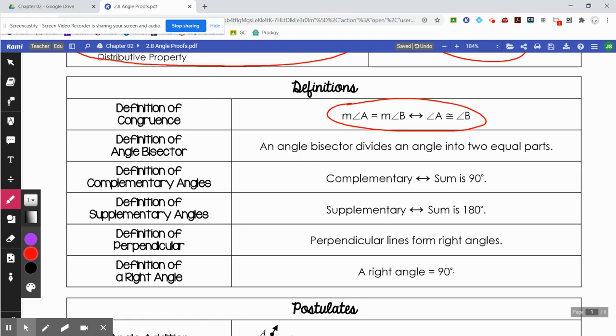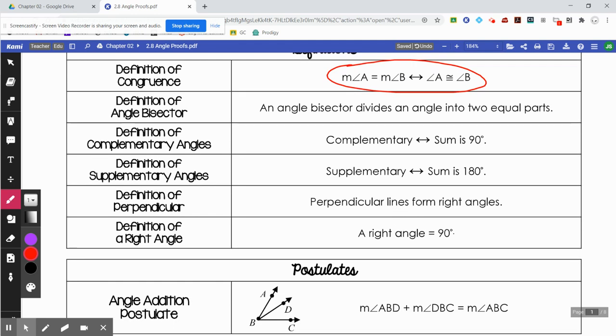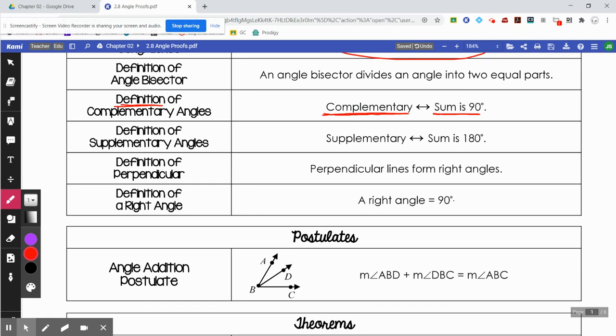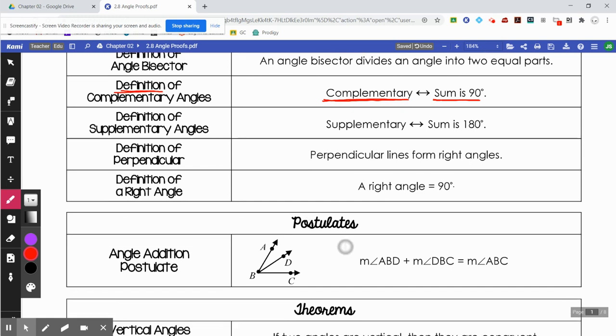Definition of an angle bisector. An angle bisector divides an angle into two equal parts. Also, definition of complementary and supplementary. And notice the arrows that go in both ways, which means it's a biconditional. All definitions are biconditionals, which means if it's complementary, then the sum is 90. If the sum is 90, then it's complementary. It works forwards, it works backwards. Again, you see supplementary means sum is 180.